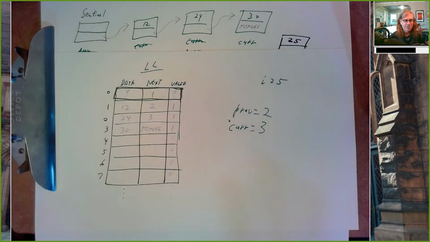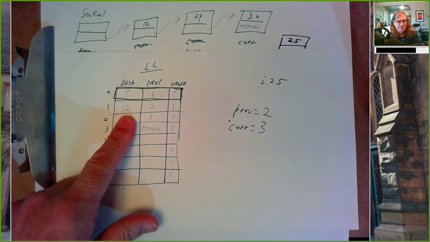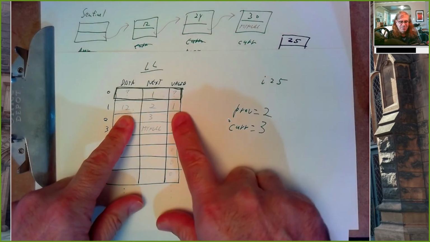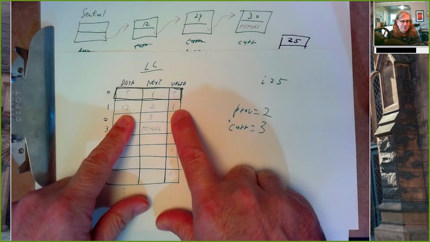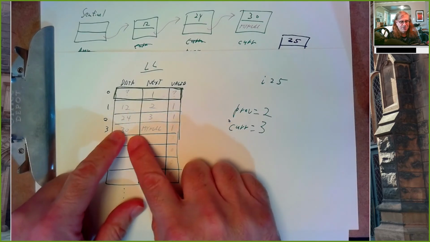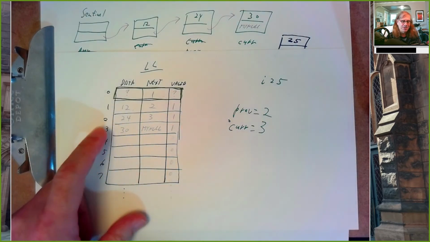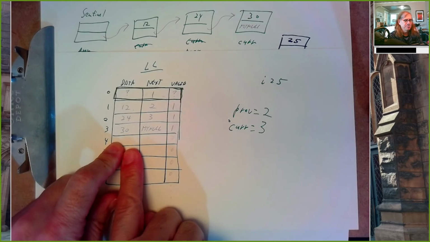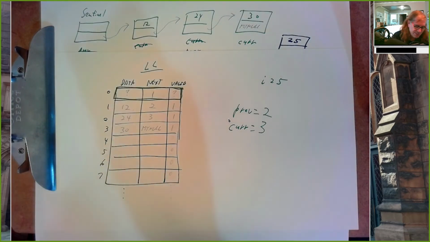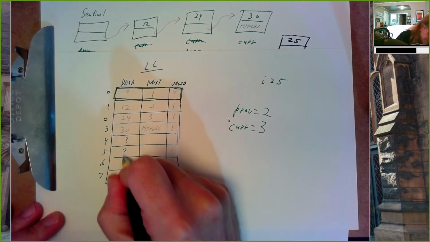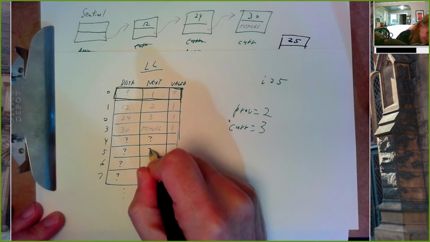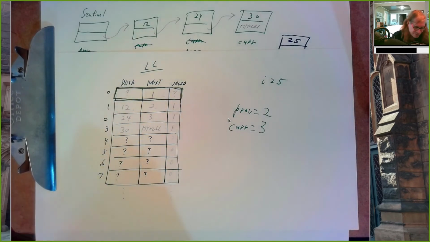Okay, what should that look like in our array? Well, we're going to put a 25 somewhere in here. But where is it going to go? Well, we don't want to put it here because we're using that for our 12. How do we know we're using that? Because it's got a 1 in the valid field. Same with 24, same with 30. In memory, these are not empty boxes. In memory, these all have values in them. I don't know what they are. They're big, long negative numbers or positive numbers.